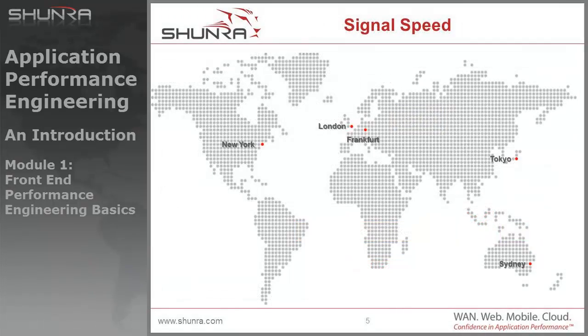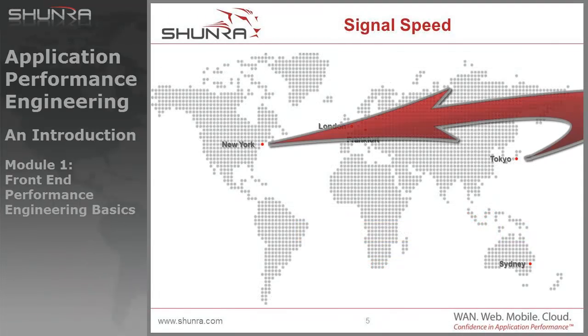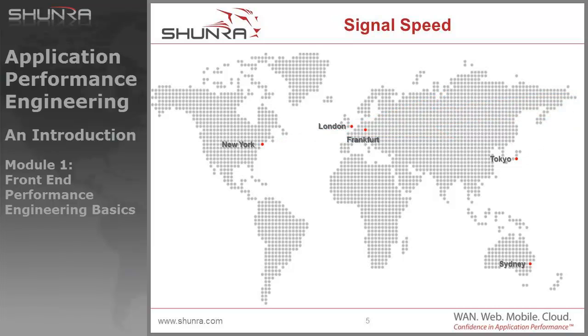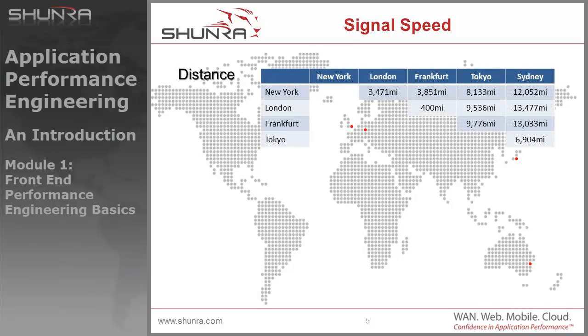Here's an example of signal speeds between point A and point B. And we will be able to see that this is the utopian world, and as we know from our experience, these are really not true numbers. And this is actually without going through any equipment at all and just going in a vacuum itself. We have 5 major cities: New York, London, Frankfurt, Tokyo, and Sydney. You'll see that here we have the distances between New York and the other remote sites.